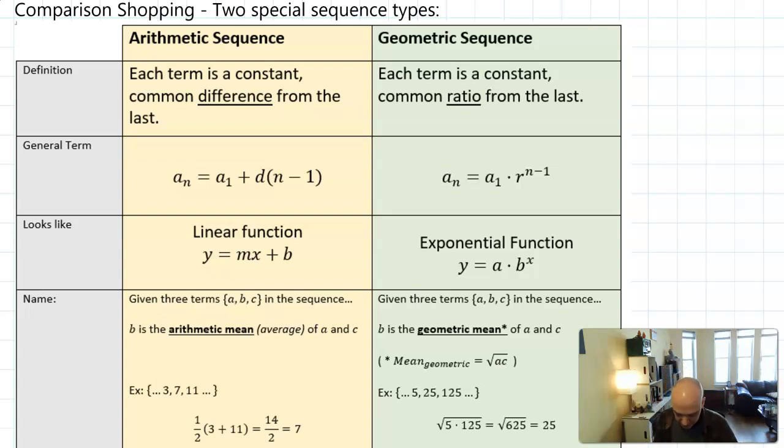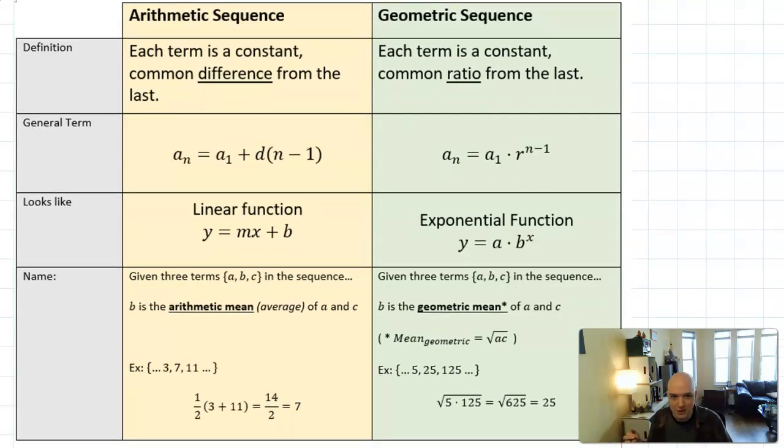There are general term formulas. For arithmetic, it's a1 plus the difference times n minus 1. And in a geometric, it's a1 times the ratio to the n minus 1 power. So instead of adding and multiplying, we're multiplying and exponentiating. These map with the familiar functions you know and love, the linear function mx plus b, and the exponential function ab to the x.